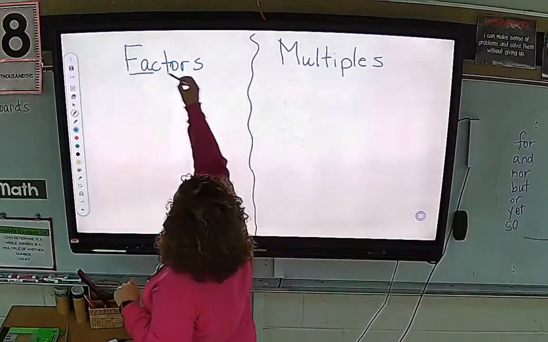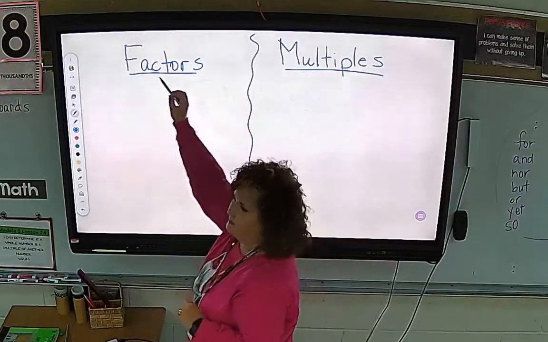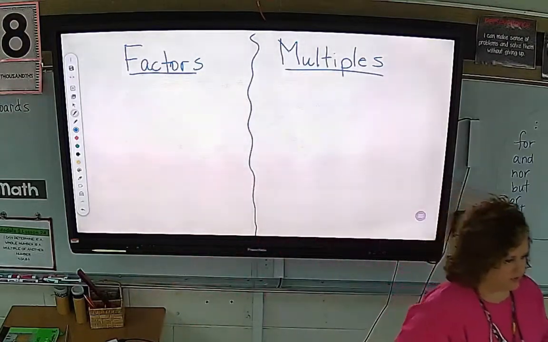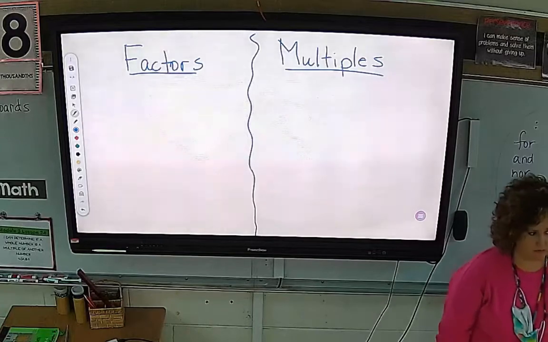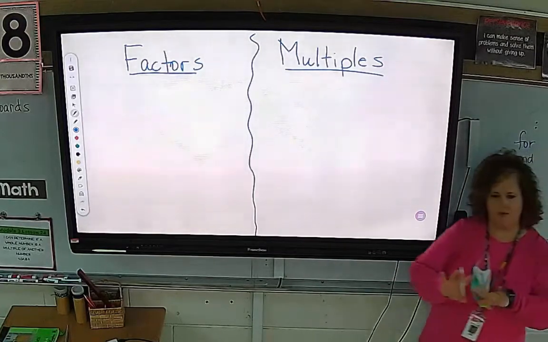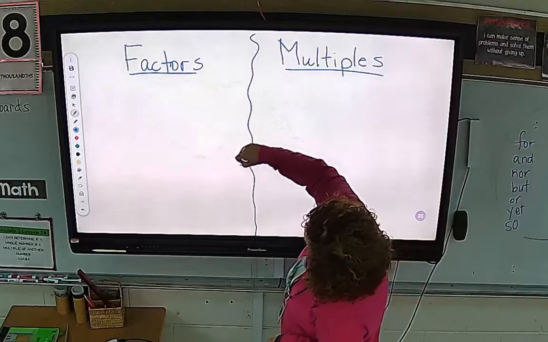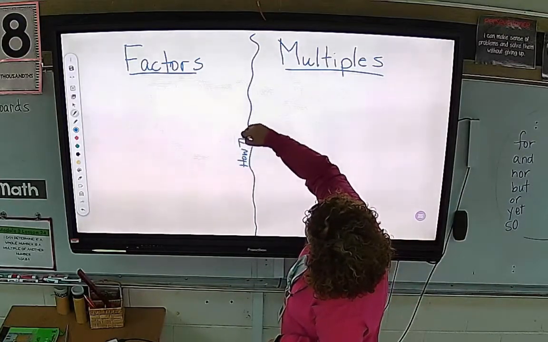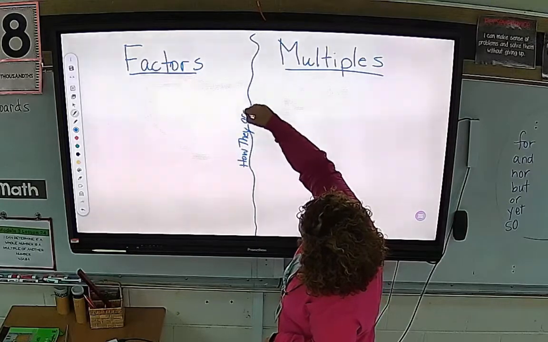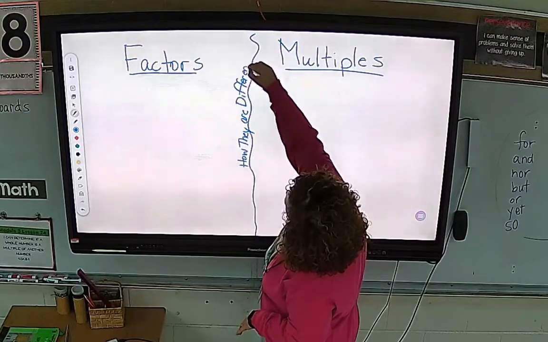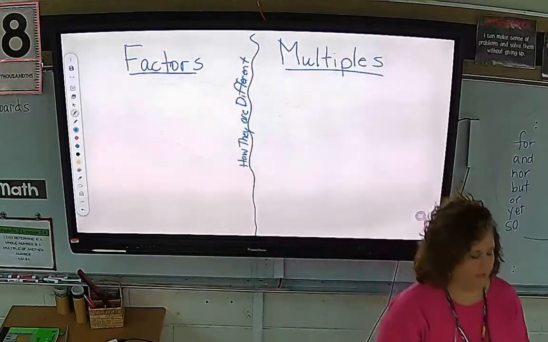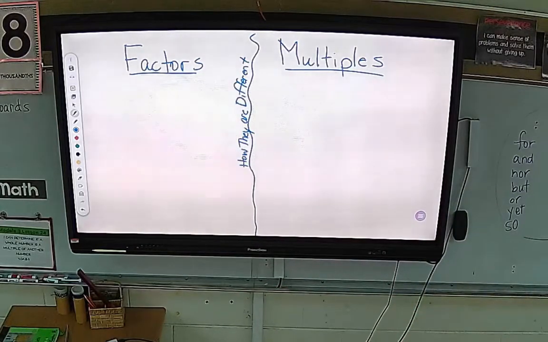Okay? What are some things? We know factors a little bit better. We've been working with those a little bit longer. So is there something you know about factors that might not be so with multiples? Remember, this is how they are different. Factors are, if you have a number, how many multiplication facts you can get out of it. I agree.